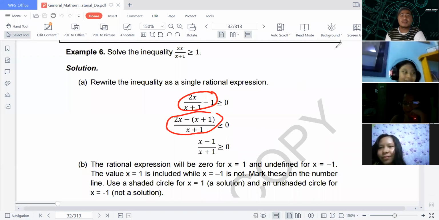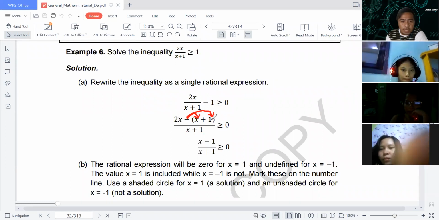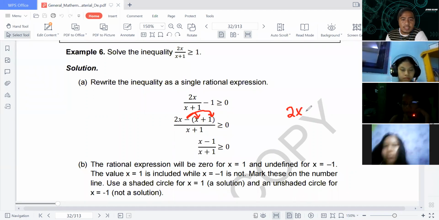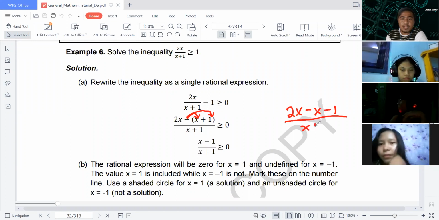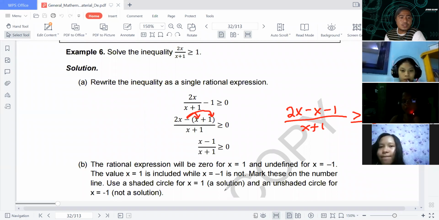Clear? Okay. Now, the next thing is you will simplify it. You will distribute the negative in both terms. So it becomes 2x minus x minus 1, right? Again, it will be 2x minus x minus 1 over x plus 1 less than or equal to 0, right? Because you need to distribute this negative in both terms.